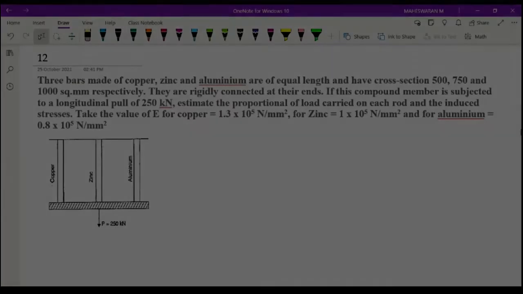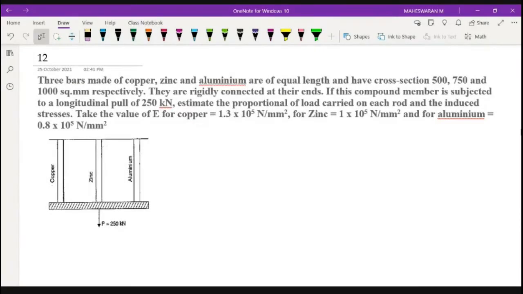Okay, so let us have one more problem here, which has 3 different material bars. So how to solve a problem related to this? You have 3 bars made of copper, zinc, and aluminum. Everything has equal length, and they mention the cross section: 500 for copper, 750 for zinc, and 1000 for aluminum. They are connected together and a force of around 250 kilonewton is acting.